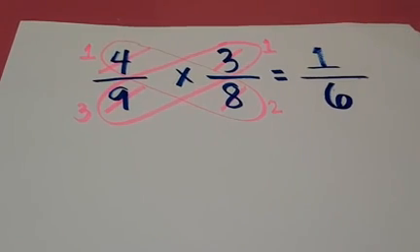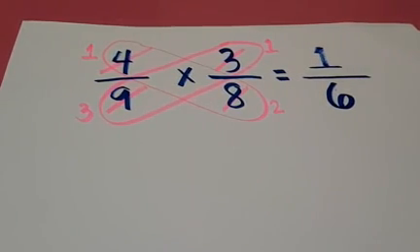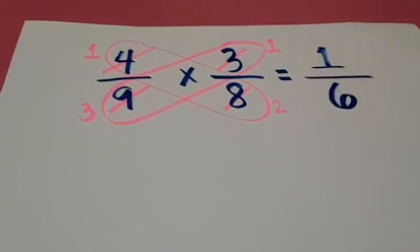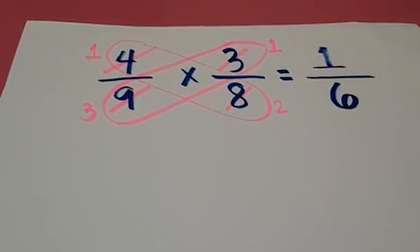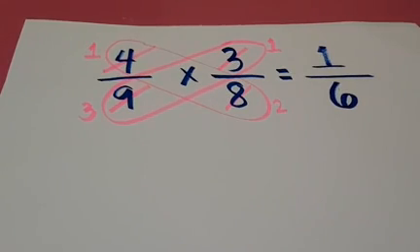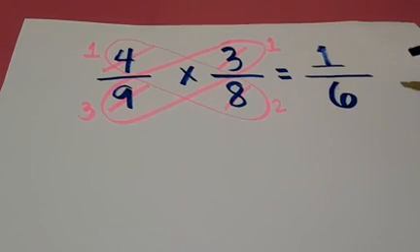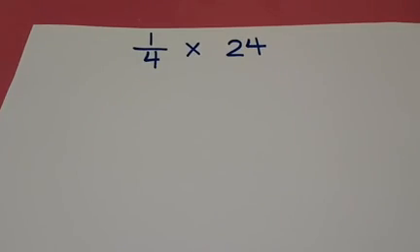Mas madali, di ba? Kasi, hindi na natin siya iisipan ng number na GCF niya para i-lowest term pa. Unlike dun sa una nating process na ginawa kanina, the first answer that we had was very big amount or very large value. But if we do the cancellation or the butterfly method, lowest term na agad yung makukuha natin. Let's proceed to our third example.